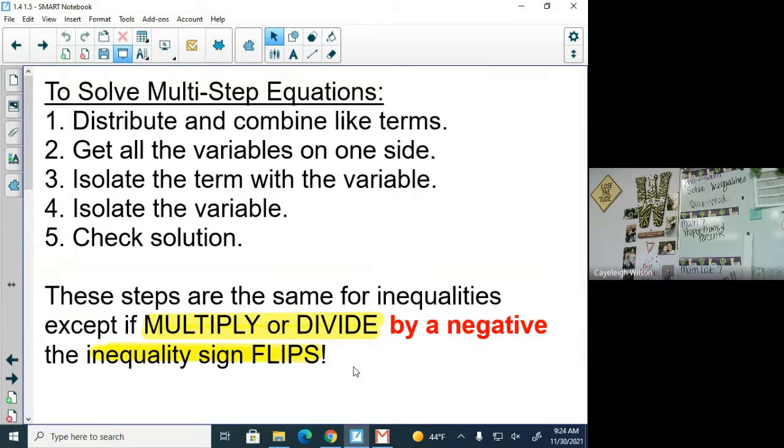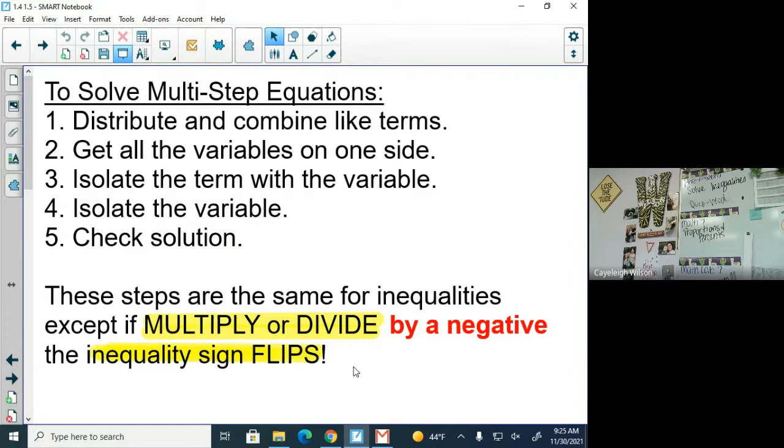And we learned yesterday that the only difference between solving an equation and solving an inequality is if you multiply or divide both sides by a negative, you flip the inequality. Okay? All right, so our steps that I gave you when we were solving equations are still the same.